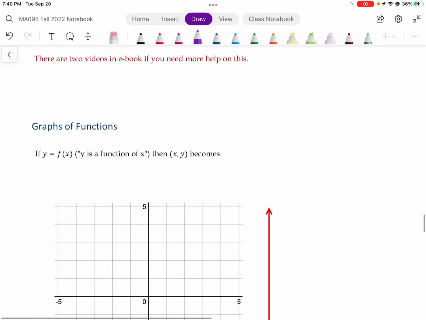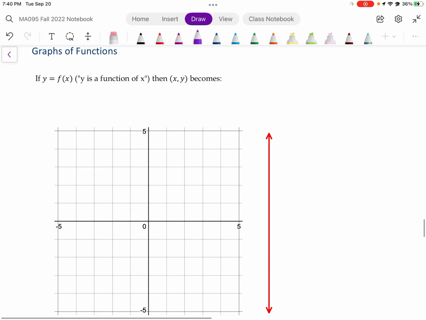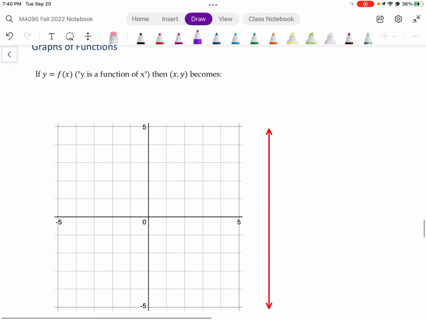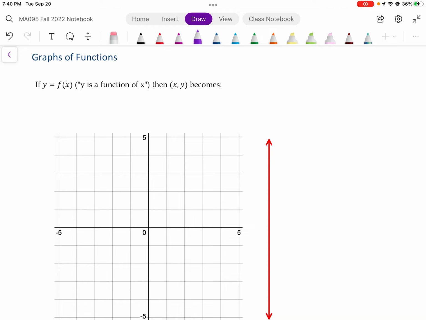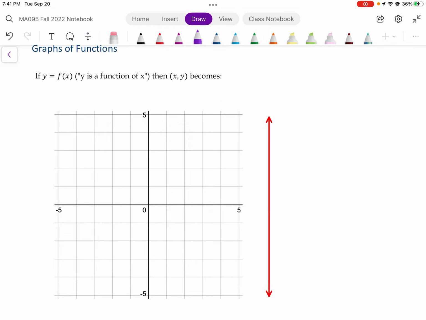All right, graphs of functions. We're going to look at a few different functions here. And so remember we say y equals f of x. Y is a function of x. Okay. So then xy becomes a graph. So we're going to look at some graphs of some functions.